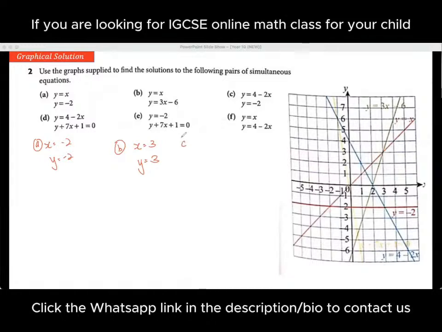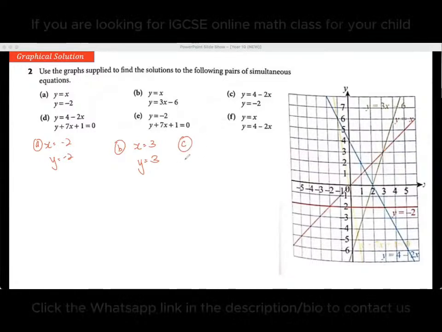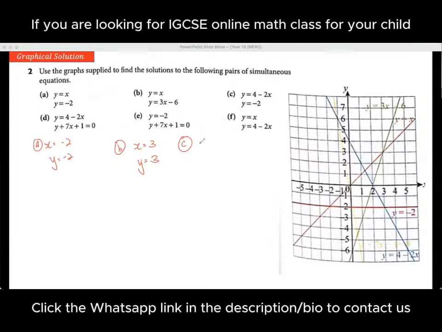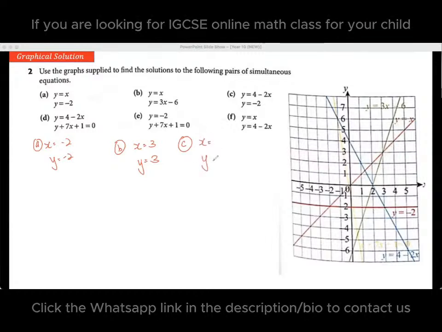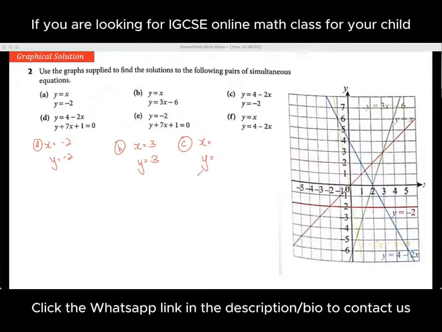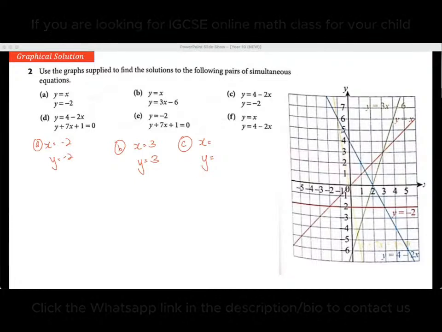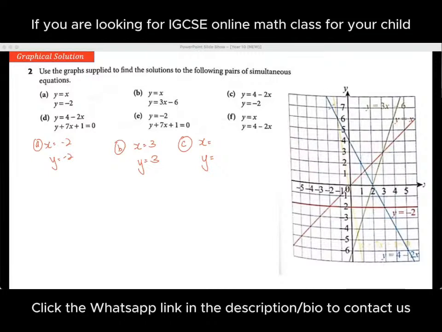Then question C. Okay, x and y. Tariq, can you tell me what is x and y for C? x is 3, y is -2. Yes. Okay. 4 minus 2x is this blue line. y equals -2 is this. So the intersection point is here. 3 and -2.